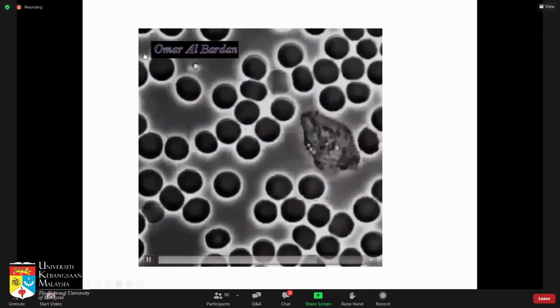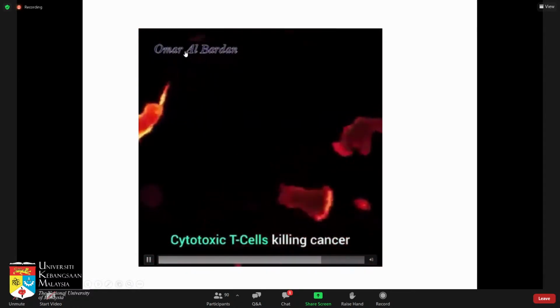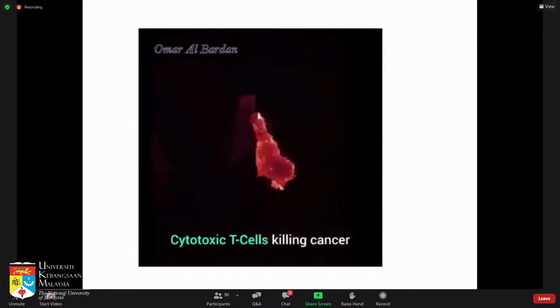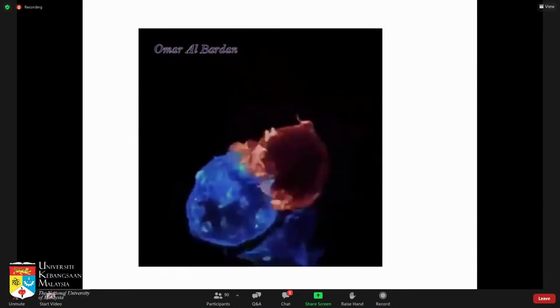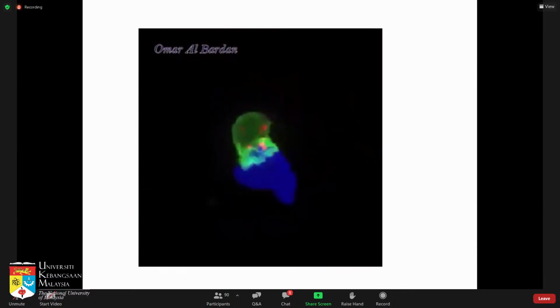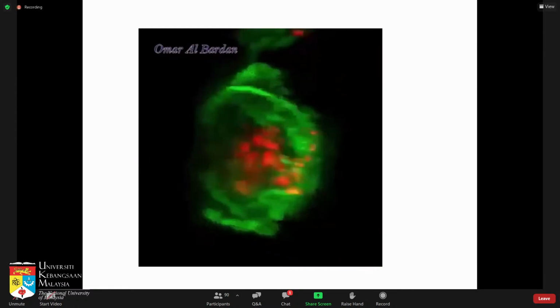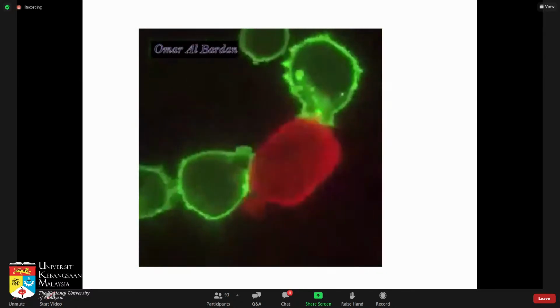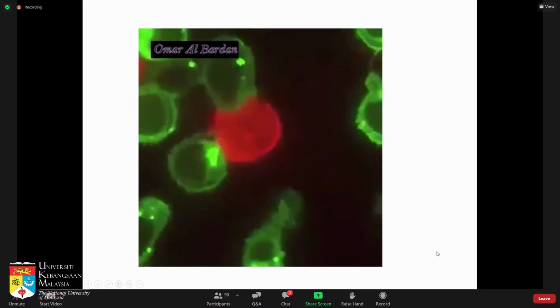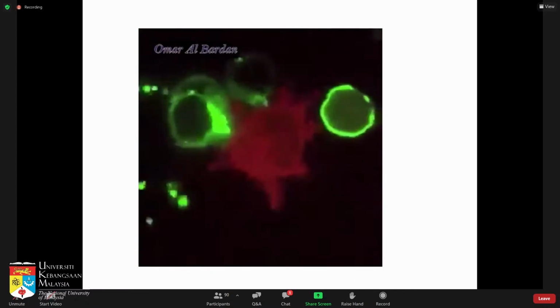For example, in this case, Umar Al-Badan, so when you see under the electron microscopy live, how beautiful the cells are, the defense cells killing all the cancer cells, and these are the uses of chemotherapy, and so on. Maybe none of us has seen this before. So I think that's something you can share with your audience as part of effective presentation skills.